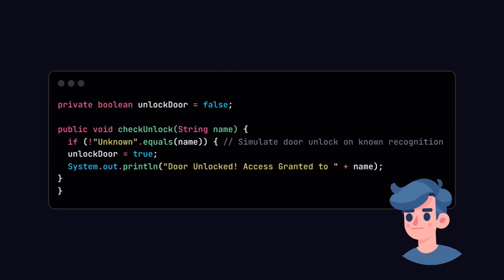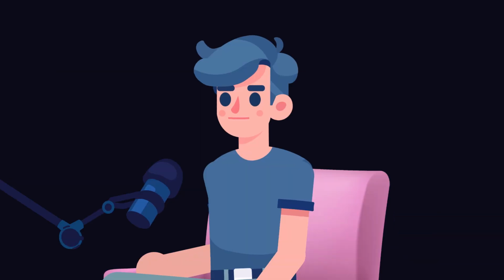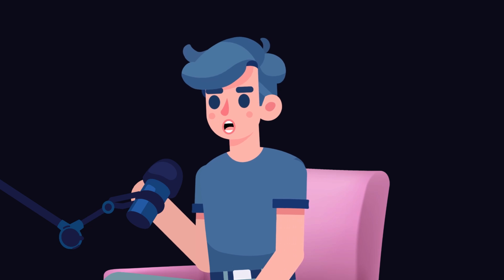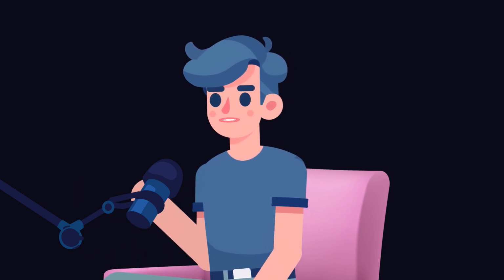At this stage, we have built the core functionality of our facial recognition system. However, we still need to create a mechanism for unlocking the door based on recognition results. Let's implement this by simulating an unlock mechanism using a Boolean flag. The checkUnlock method checks if a recognized face is known. If it is, we simulate the door unlocking process. In a real-world scenario, you would replace this with an actual method interfacing with a door lock mechanism.